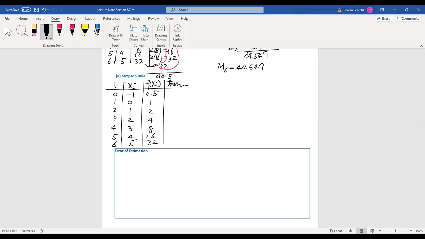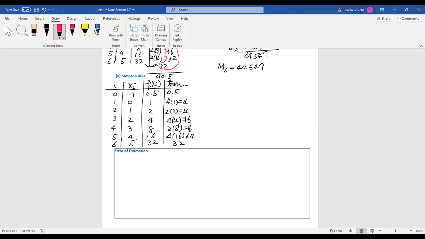Now here are the terms, right? The first term is a pointer, so f of a is 0.5. So what is the pattern? 1, 4, 2, 4, 2, right? So this one is 4 times 1, so it's 4. Then 2 times 2 is 4. And 1, 4, 2, it repeats 4 again. So it's 4 times 4 is 16. Then 2 times 8 is 16. And the last one is 4. 4 times 16 is what? 64. Then the last one is by itself.